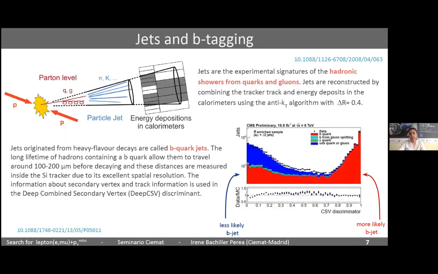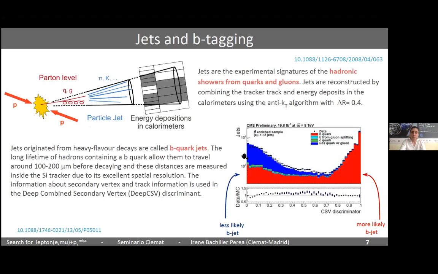And the last object that I will present how to reconstruct with CMS are the jets. The jets are the experimental signatures of the hadronic showers from quarks and gluons. They are, again, combining the information from the tracker, but it also uses the information in all the calorimeters. Then we call B quark jets the jets that originate from heavy flavor decays.